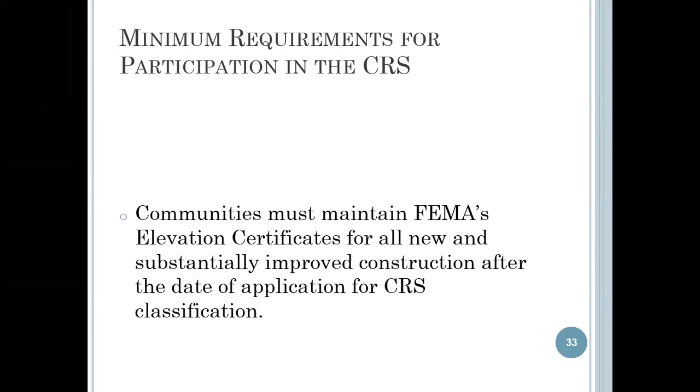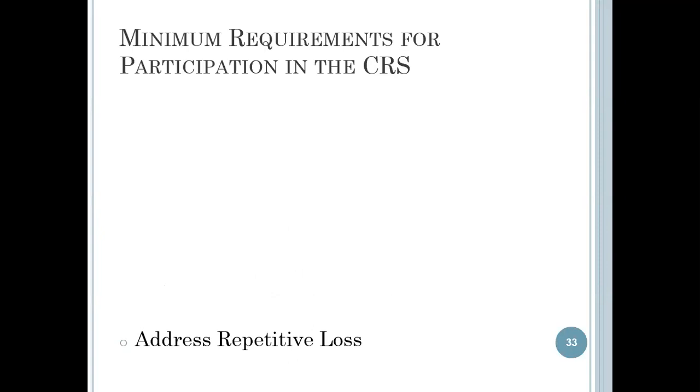As we talked about earlier, there are certain requirements. You must obtain and maintain in perpetuity all new elevation certificates and substantially improved construction after you are entered into the CRS program. And we talked about repetitive loss. If you've got a certain number of repetitive loss properties, then you must have a plan that you're going to use in order to address those repetitive loss properties.